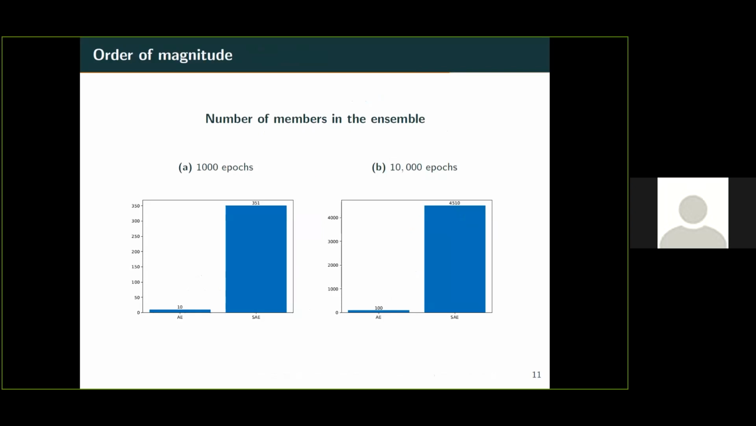Just to give an order of magnitude, in this competition we have a computational budget of 1,000 epochs. If we make trainings of 100 epochs with anchored ensembles, we get an ensemble of 10 members, while with sequential anchored ensembles, we were able to construct an ensemble of 351 members. What we do is we run the procedure 3 times, and each time we first make a long training of 100 epochs, and then we make short sequential trainings of 2 epochs. We also evaluate our method on 10,000 epochs, where we are able to construct an ensemble of 4,510 members. But of course, those are correlated.